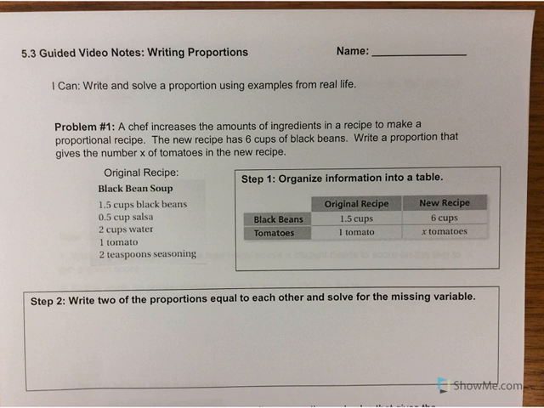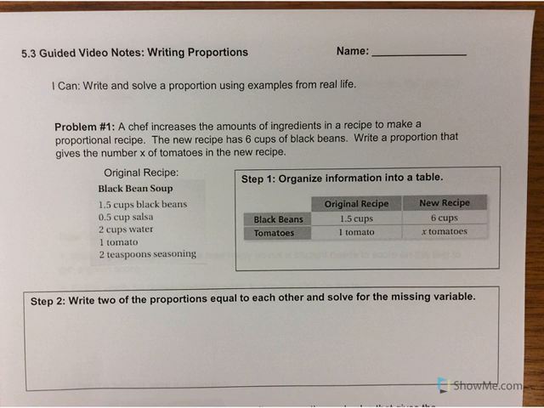So it says that a chef increases the amount of ingredients in a recipe to make a proportional recipe. The new recipe has 6 cups of black beans. Write a proportion that gives the number X of tomatoes in the new recipe. So again, from previous lessons, a proportion is 2 ratios that are equal to each other. So step 2, we're going to write a proportion and solve it for the number of tomatoes.